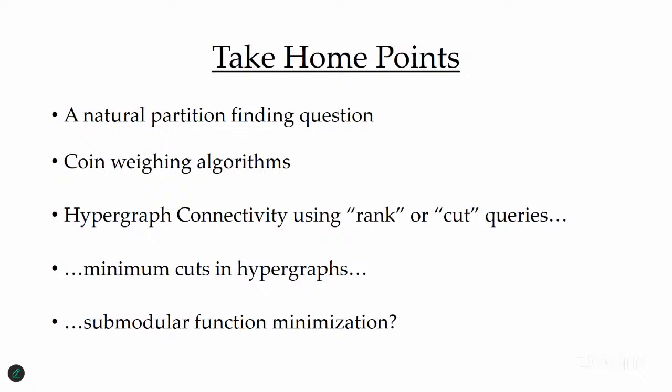And more generally, what's the query complexity of submodular function minimization? That's something that has been open for a while, and I don't know the answers to this. So with these, I will end. Thank you.